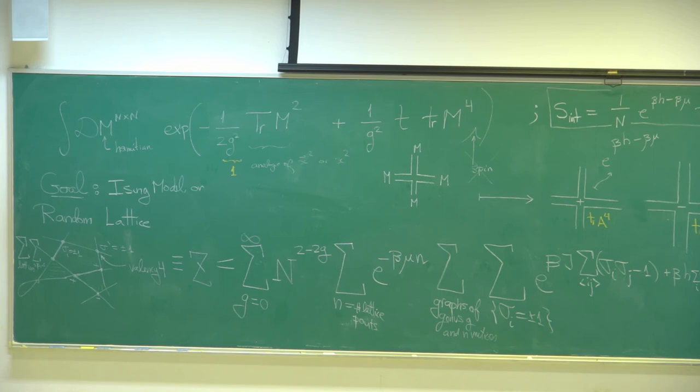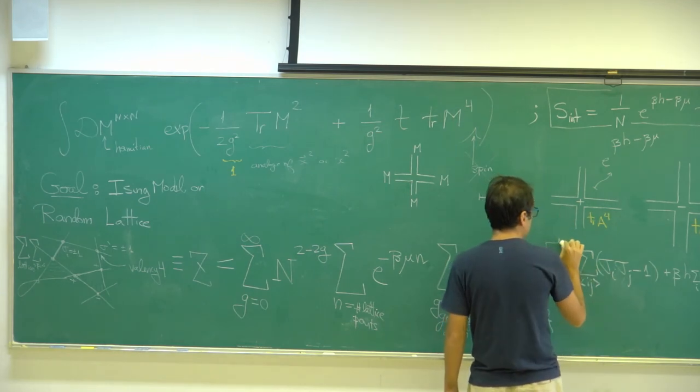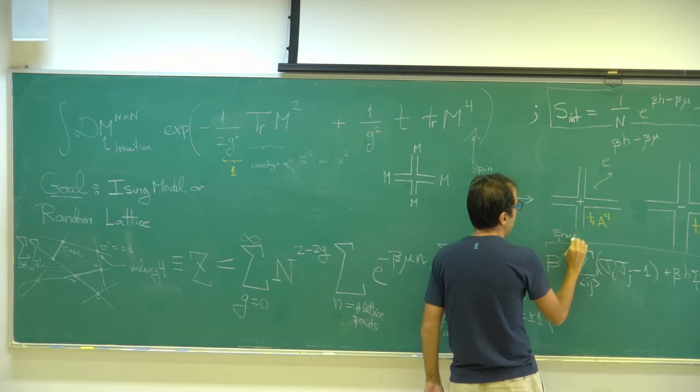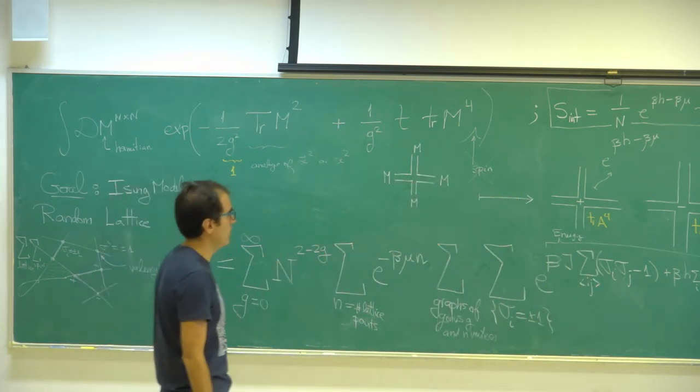Sorry, what's h? h is the magnetic field. Each site comes with minus h if it's negative, plus h if it's positive, which is the magnetic term. So this is just the energy of my configuration where all spins are interacting, the Ising energy.